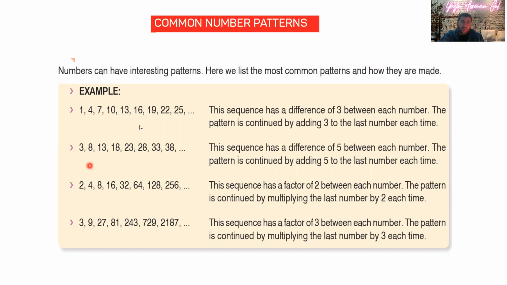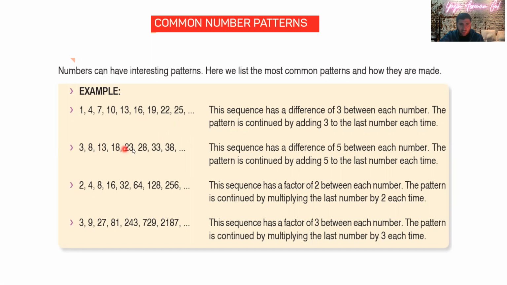Okay, guys. If we look at these sequences, there is a relationship between the numbers for each of these sequences. The first sequence has a difference of 3 between each number. 1 plus 3 is 4, 4 plus 3 is 7, 7 plus 3 is 10, 10 plus 3 is 13, and 13 plus 3 is 16, and it continues like that. So every time, the numbers are increasing by 3.